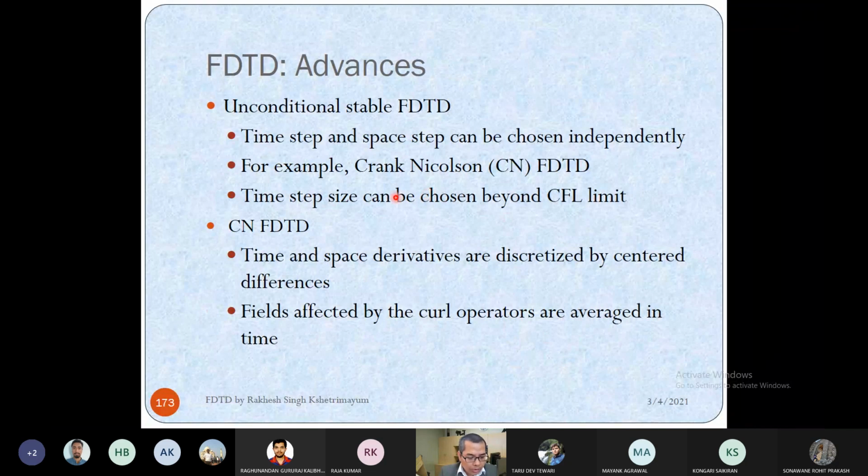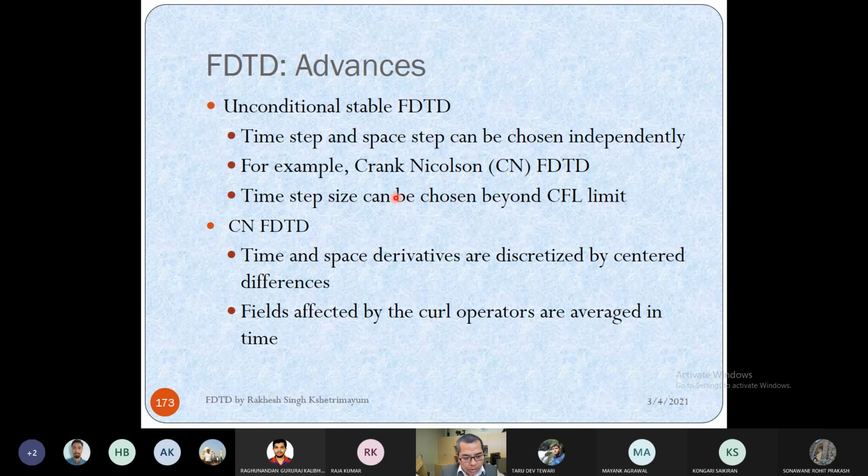We have one more very interesting topic, which is called unconditionally stable FDTD. You have seen that till now when I take the time step size, I have to follow the courant stability criteria. So I cannot take my time step size delta t arbitrarily. If I keep on increasing it, the FDTD is going to become unstable. But if I keep on increasing delta t, the time it takes for the simulation will reduce.